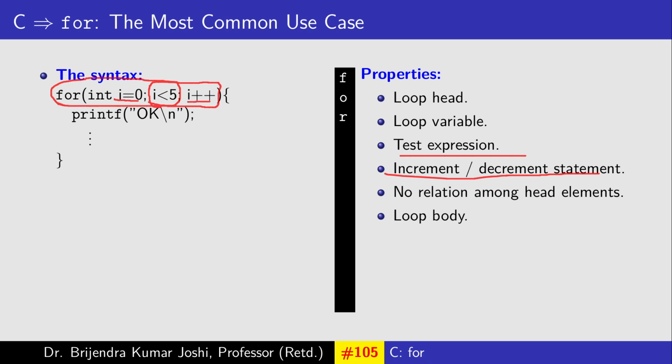Remember, there is no relation among these three elements, the head elements. It can be anything. The loop variable may be I, but the test expression may not contain I, and the increment/decrement may be incrementing or decrementing something else. But practically, in the most common uses, the loop variable takes part in the test expression, and it gets incremented or decremented. This is the most general use.